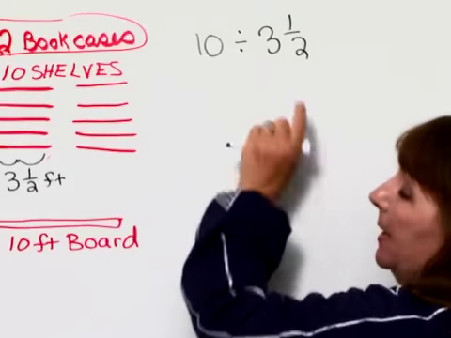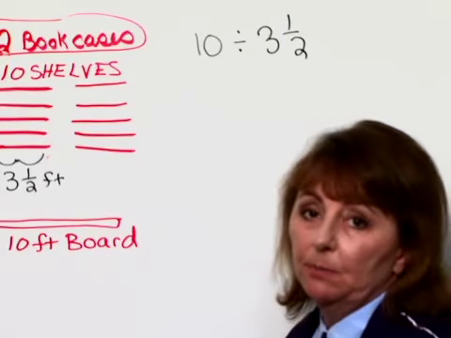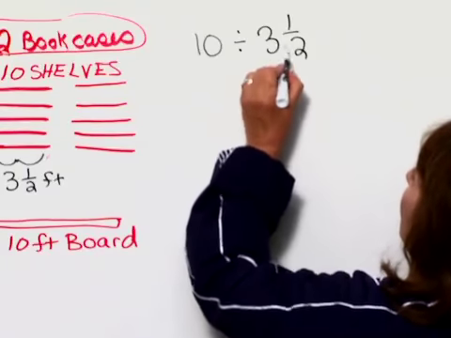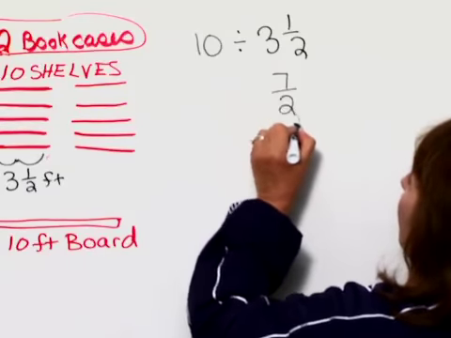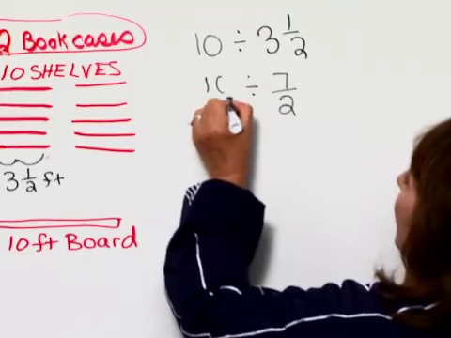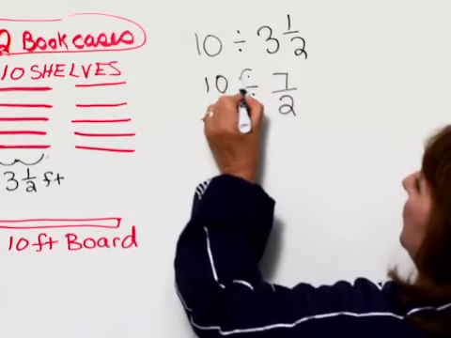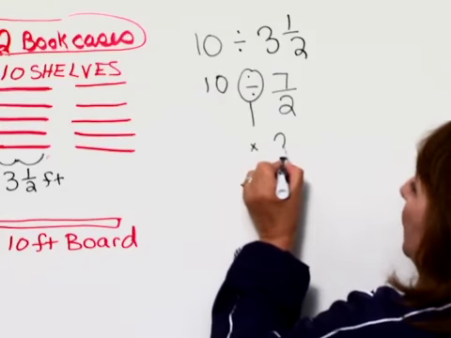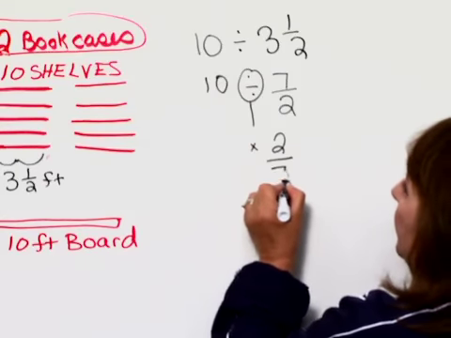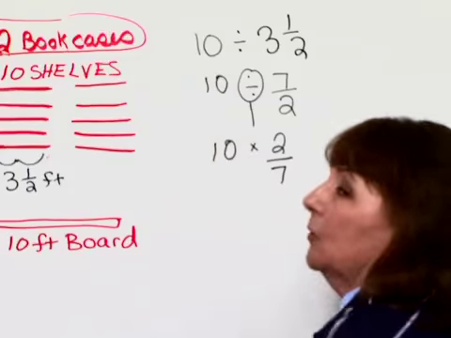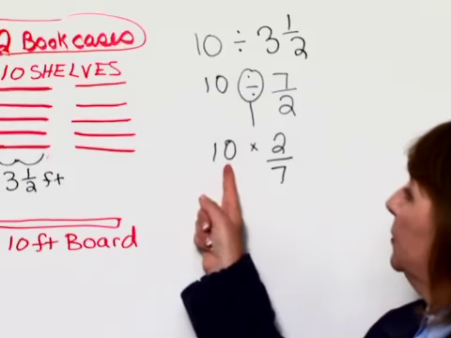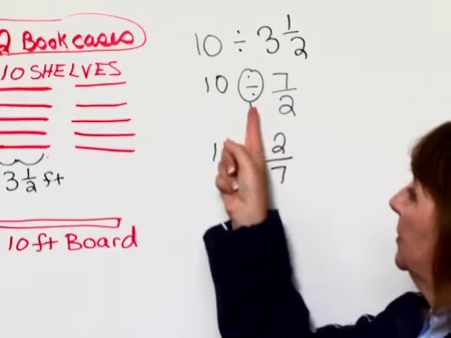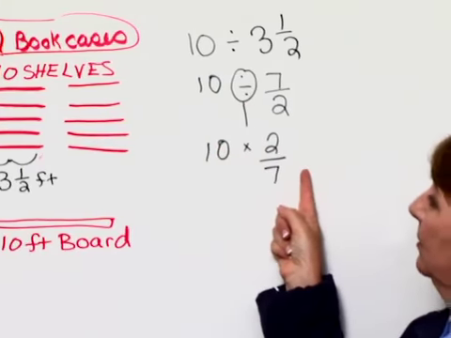Now, when we divide by a mixed number, we must change the mixed number to an improper fraction. So let's do that as our first step. 3 times 2 is 6, plus 1 is 7 halves. We have 10 divided by 7 over 2. Now, we change division to multiplication, and we invert the fraction on the right. So our division problem turns into a multiplication problem of 10 times 2/7. Division goes to multiplication, and we invert the number on the right.